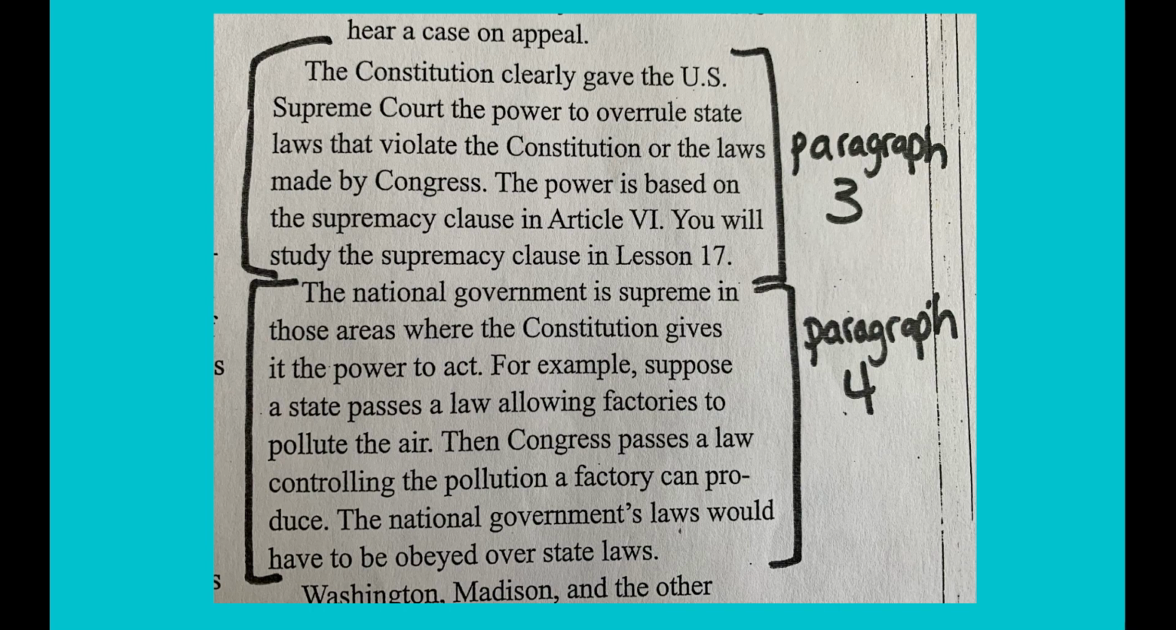The national government is supreme in those areas where the Constitution gives it the power to act. For example, suppose a state passes a law allowing factories to pollute the air. Then Congress passes a law controlling the pollution a factory can produce. The national government's laws would have to be obeyed over state laws.